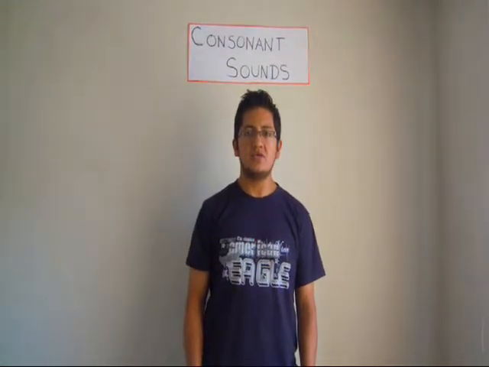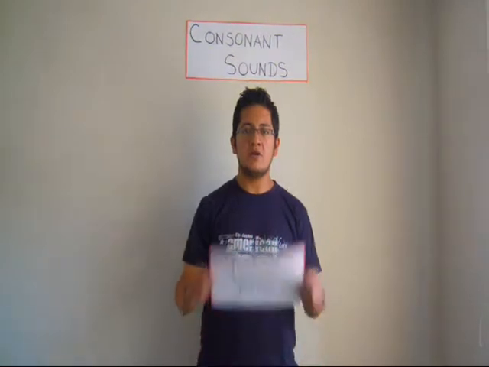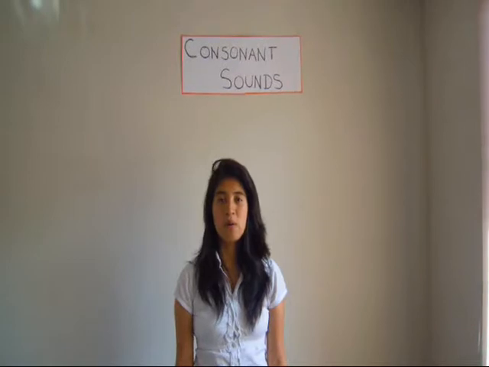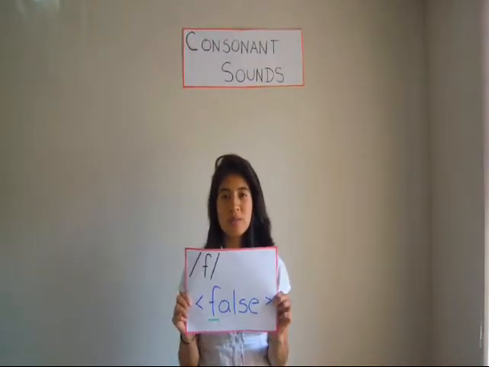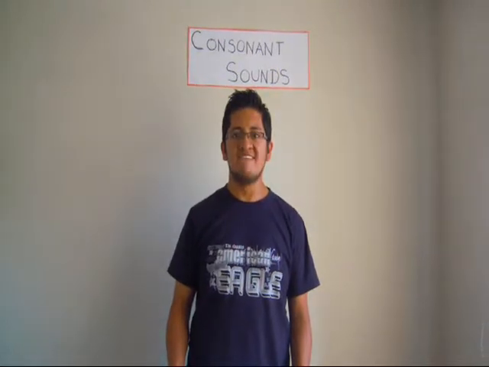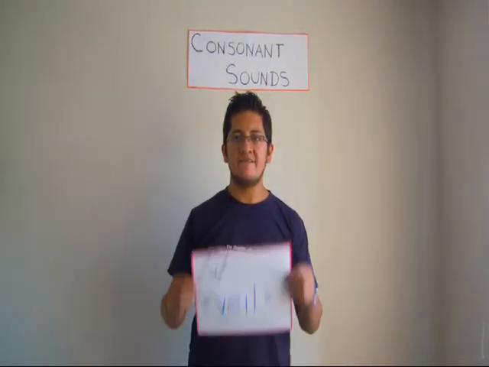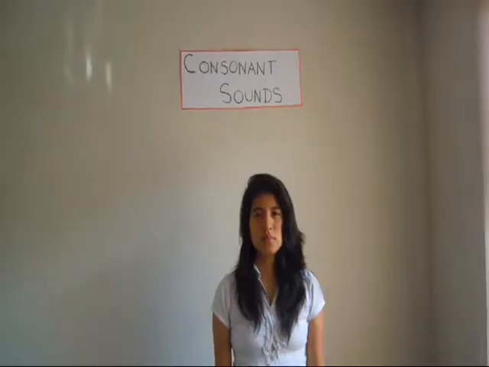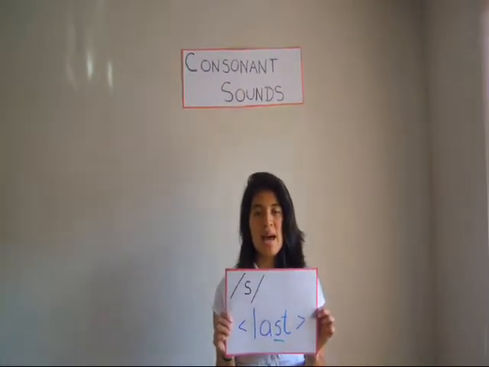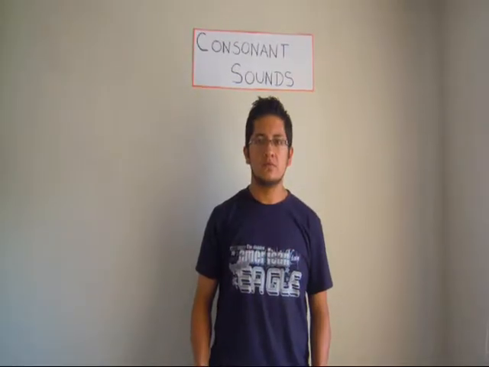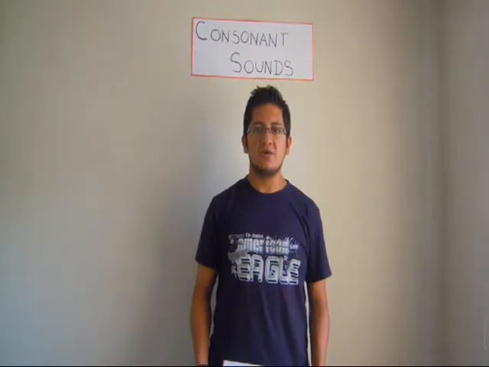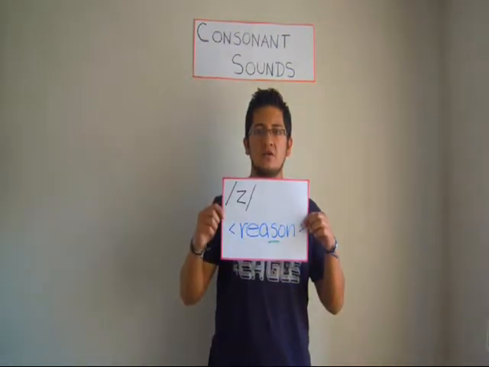The next sound is g. For example, game. The next one is f. For example, horse. The next sound is b. For example, veil. The next sound is s. For example, last. The next one is z. For example, reason.